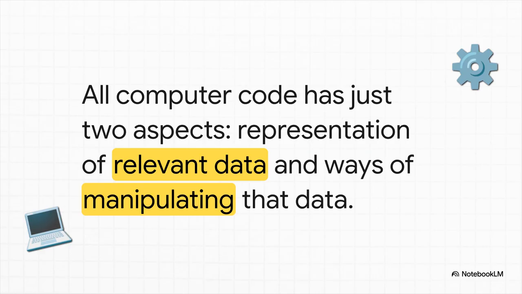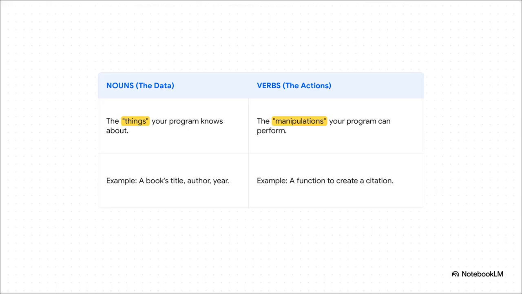I mean, think about the most complex app on your phone, whether it's for streaming movies or booking a flight. All of that code, every last bit of it, boils down to just two things. And here's what they are. On one side, you've got your nouns. This is the data, right? The things your program knows about. You know, a book's title, its author, that kind of stuff.